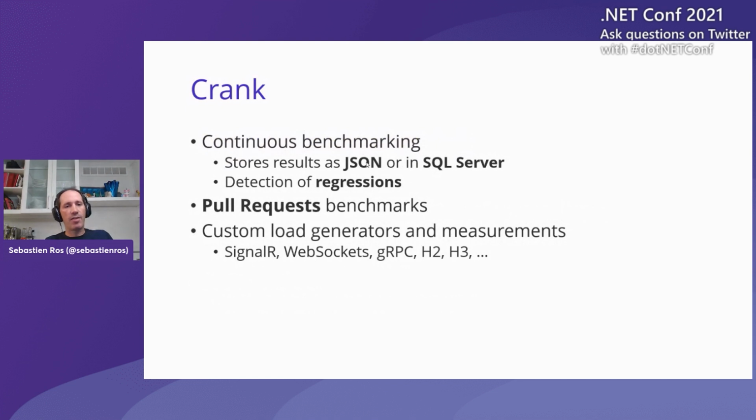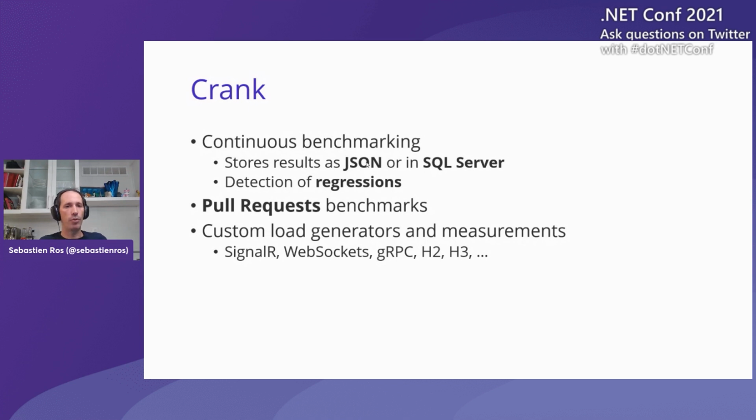And it also supports continuous benchmarking. So you will be able to run a benchmark and store your results locally in JSON or in SQL Server, for instance Azure SQL Server, if you want to track the performance of applications over time and then do some charts. And I will show you how to do that. It can detect regressions because we have a tool that will also use whatever you have in your SQL Server database and find regressions for you.